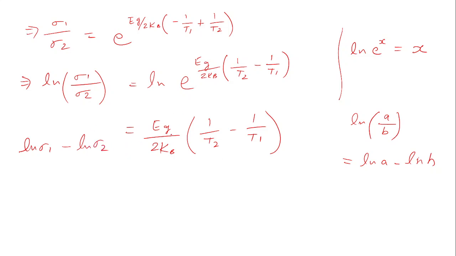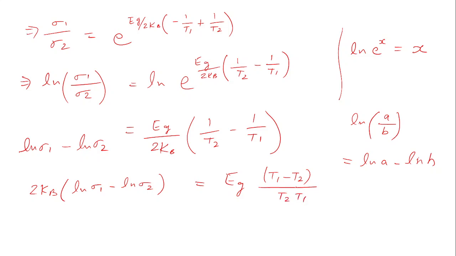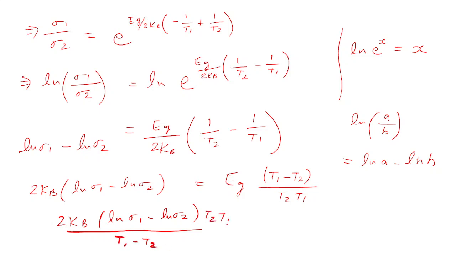Now when we substitute, we can do a little more rearranging to get Eg. If I send this denominator to this side, it will be 2 kB times natural log of sigma 1 minus natural log of sigma 2. And this side I'll be left with Eg and T1 minus T2 divided by T2 T1, and this whole thing, if I send to the opposite side, it will be 2 kB natural log of sigma 1 minus natural log of sigma 2. Either you can substitute in the beginning and do everything, or you can simplify the expression like this and then substitute these known values at the end. Either way is fine. Then this will be T1 minus T2, and in multiplication 2 T2 T1. This is the value of Eg.